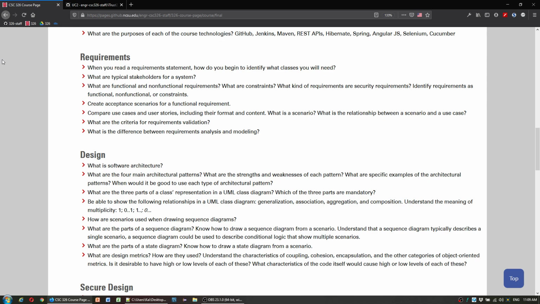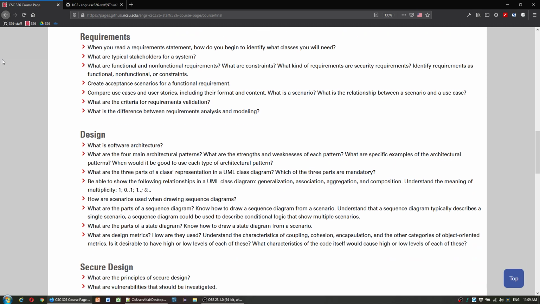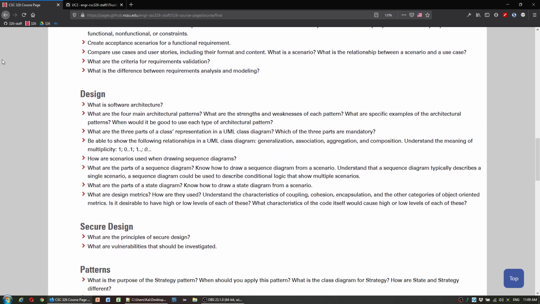User stories then are usually written in more casual language and usually express less than a use case does, but you can often combine multiple different user stories to make up a single use case here. And then a scenario is part of a use case. It describes a specific path through it.